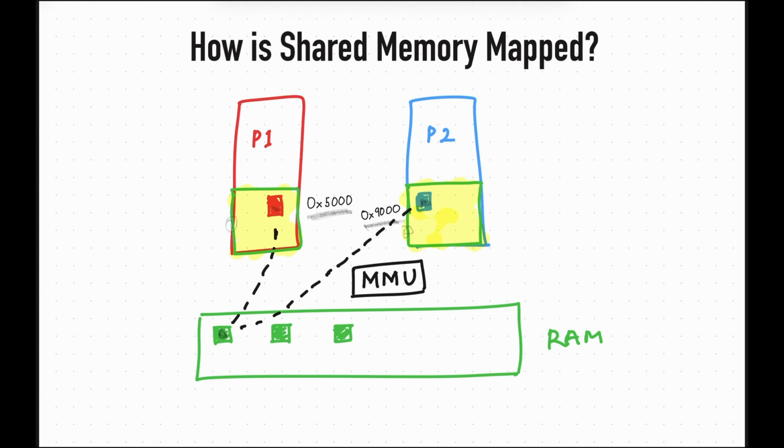different addresses. The memory management unit is what translates virtual addresses into physical frames, and this translation happens entirely in the hardware. So shared memory guarantees that the underlying physical memory is the same, but it does not guarantee that the virtual address is the same.